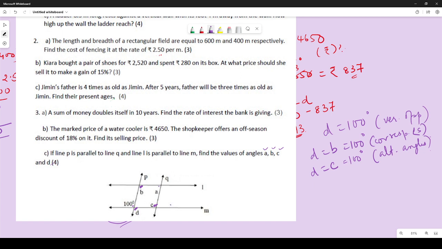Now when you come to A over here, A is equal to 80 degrees because A and B are co-interior angles. You can see they are co-interior angles, A and B. These two are parallel lines and this is the transversal, and they are co-interior angles. So if B is 100 degrees, A will be 80 degrees because their sum is equal to 180 degrees. So D 100 degrees, B 100 degrees, C 100 degrees, and A is equal to 80 degrees.